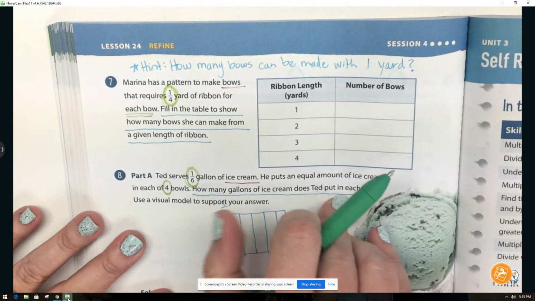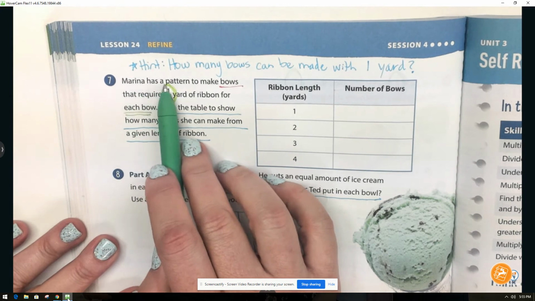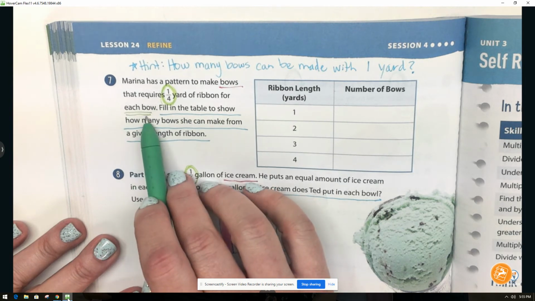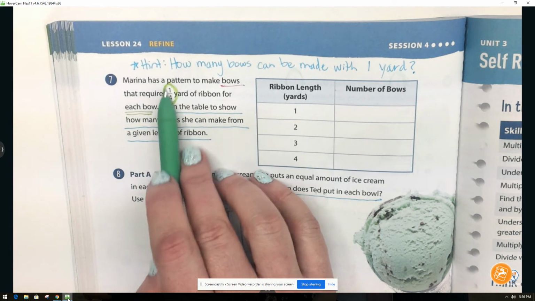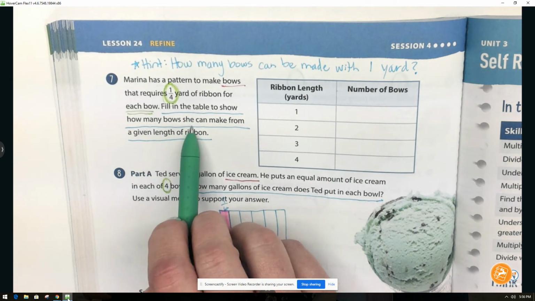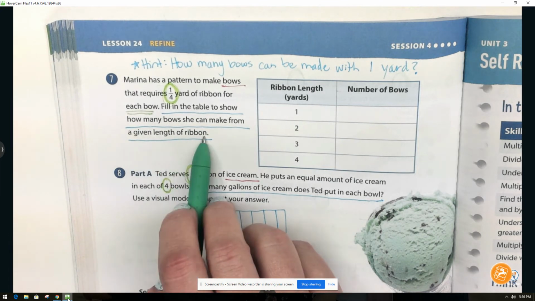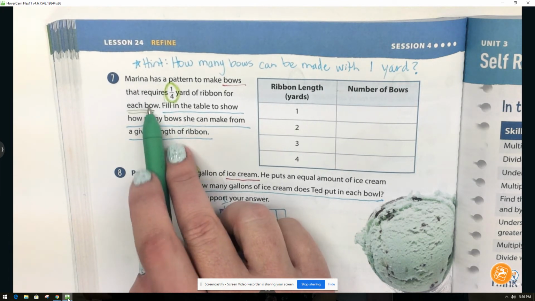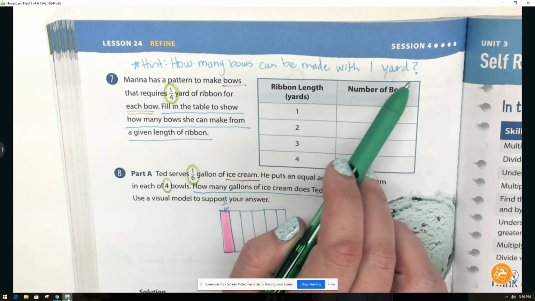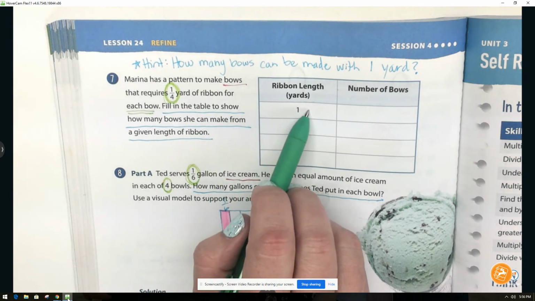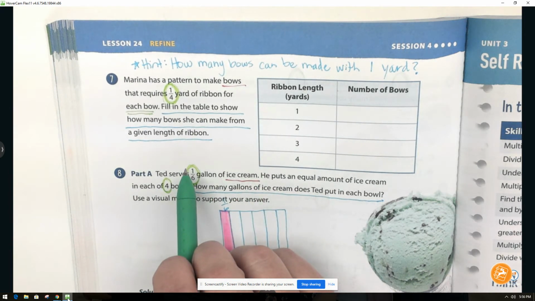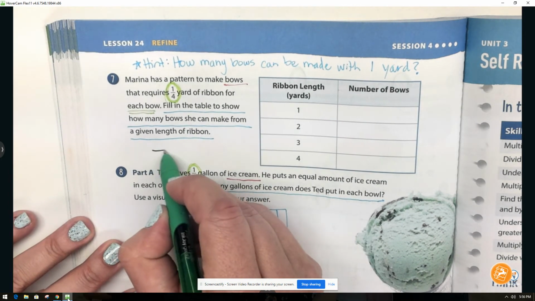All right, on page 490, we see this problem. Marina has a pattern to make bows that require 1/4 of a yard of ribbon for each bow. So one bow is going to be 1/4 of a yard. We're going to fill in this table over here to show how many bows she can make from a given length of ribbon. The hint here is: how many bows can be made with 1 yard? So if you had 1 yard of ribbon, how many fourths would be in 1 yard of ribbon?